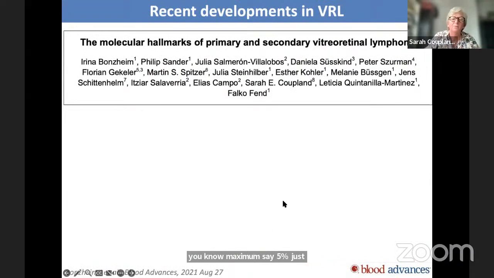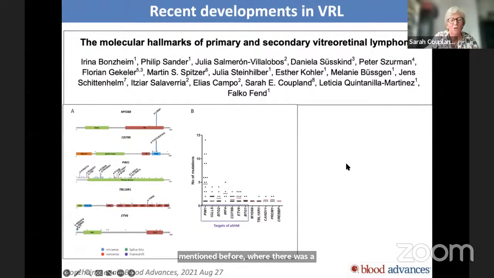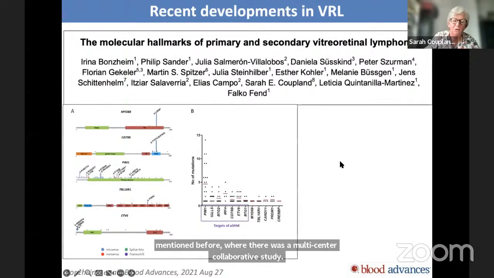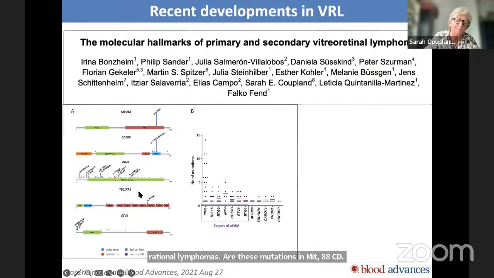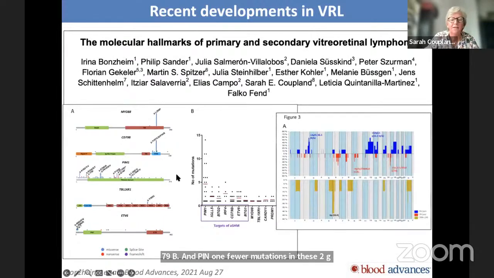This was the one that I mentioned before, where there was a multi-center collaborative study looking at vitreoretinal lymphomas, those occurring primarily within the eye and those that occurred secondarily, for example, as a result of a systemic non-Hodgkin lymphoma. The key features of the primary vitreoretinal lymphomas are these mutations in MYD88, CD79B, and PIM1. Fewer mutations in these two genes, but they also demonstrated this copy number variation involving chromosome 9.